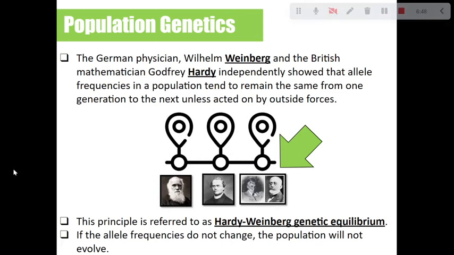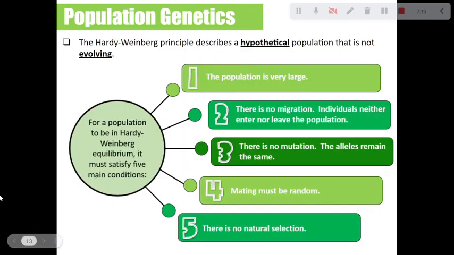Now, the German physicist Wilhelm Weinberg and the British mathematician Godfrey Hardy independently showed that allele frequencies in a population tend to remain the same from one generation to the next unless acted on by outside forces. So, this principle is referred to as the Hardy-Weinberg genetic equilibrium. So, if the allele frequencies do not change, the population will not evolve. So, the Hardy-Weinberg principle describes a hypothetical population that is not evolving.